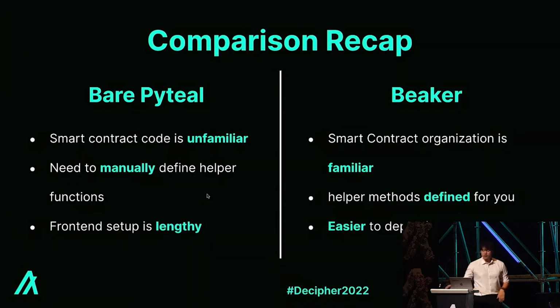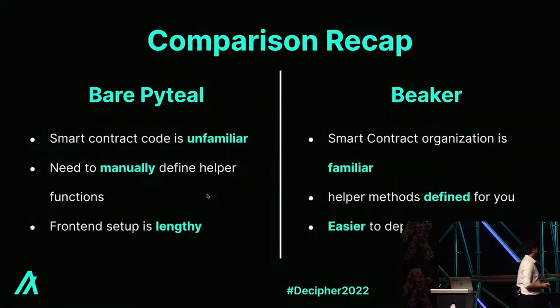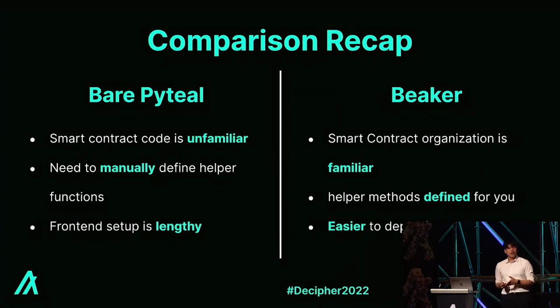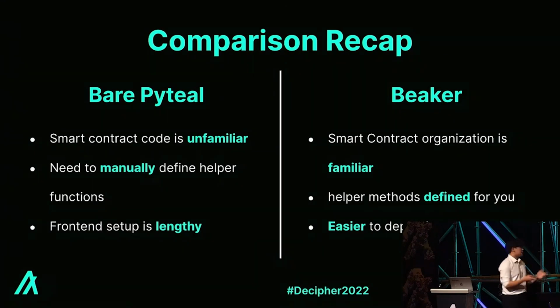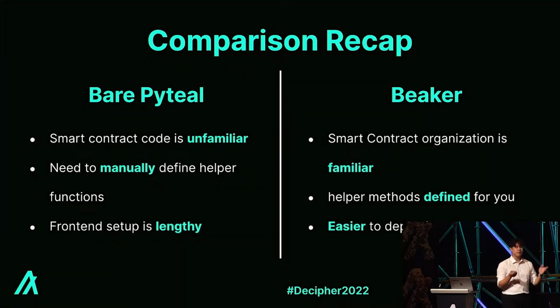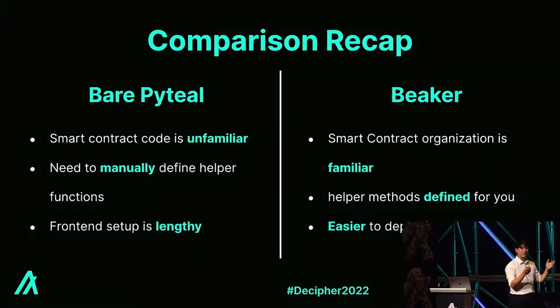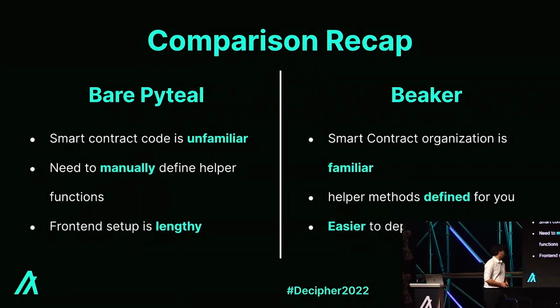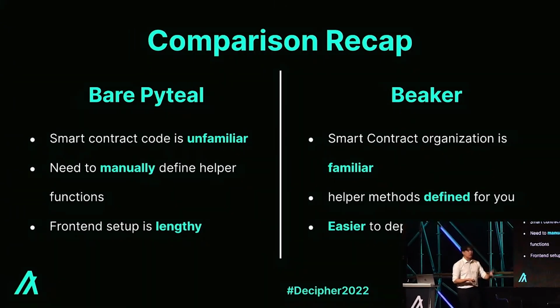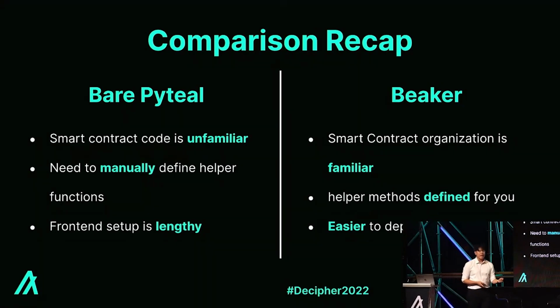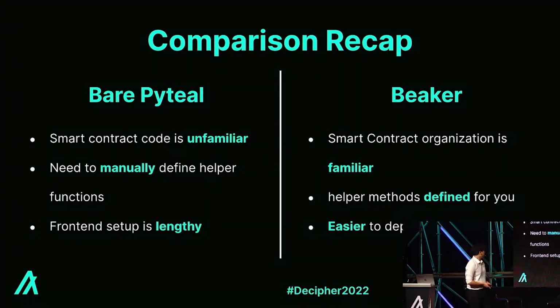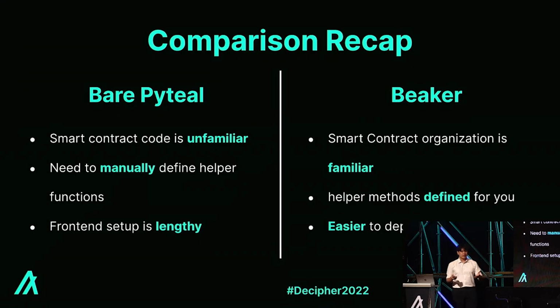All right, let's do a quick recap. So what did we just see? The calculator app written with bare PyTeal. The smart contract code seemed a bit unfamiliar. We see this thing called the router class. That's something that you have to learn. We have to manually define helper functions to deploy our app and to compile our source code. And so the front-end setup was very lengthy.